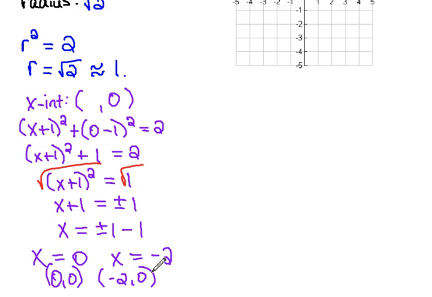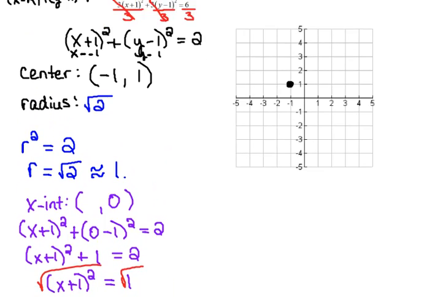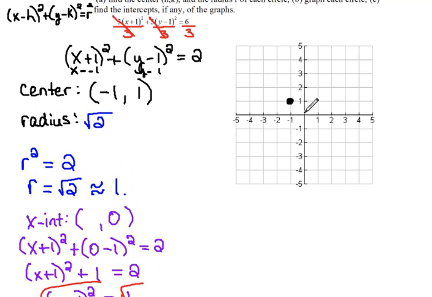So I'm going to go ahead and plot those two points up on my graph also. So that was the point (0, 0) and the point (negative 2, 0). Now we need to go through and find our y-intercepts.